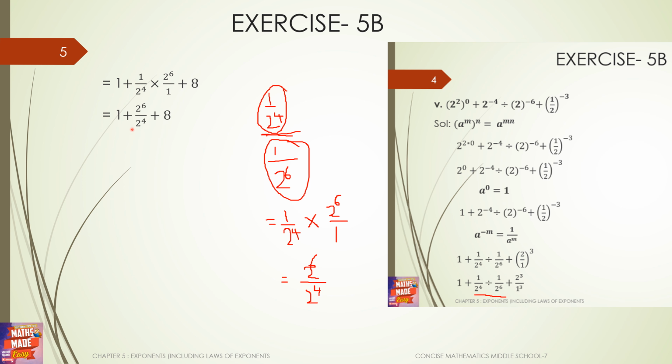Now 1 plus 2 to the power of 6 by 2 to the power of 4 plus 8. Now this is in the form of a to the power of m by a to the power of n. Since m is greater, that is 6 is greater when compared to 4, that is n, we have to use this formula. Just check the condition and use the formula.